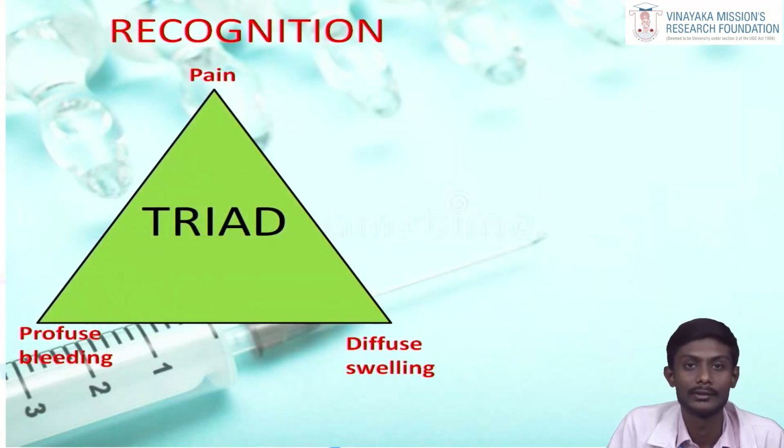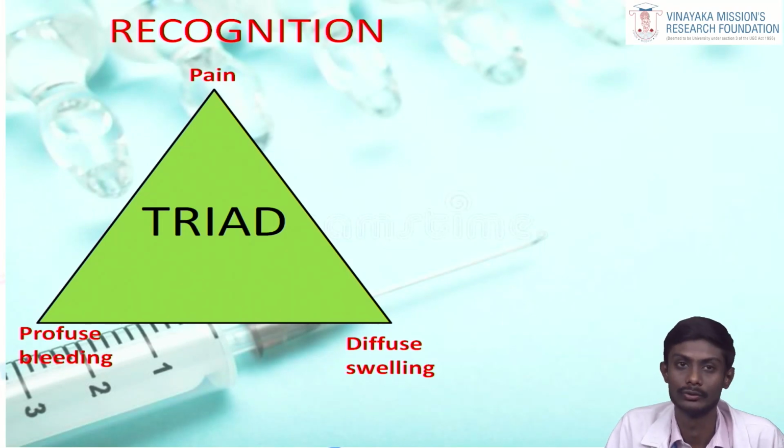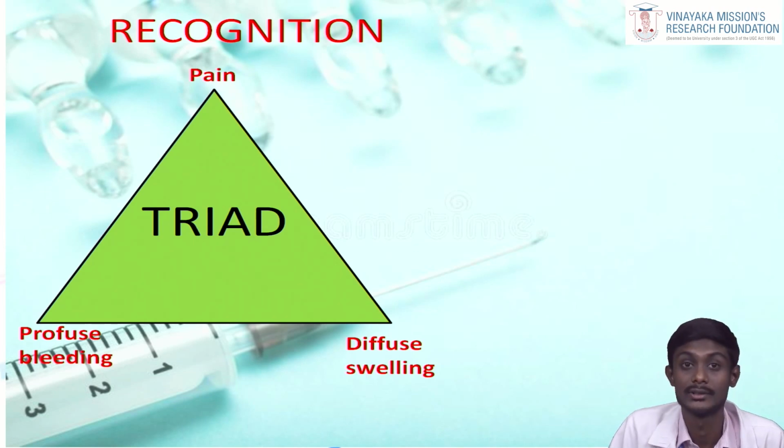How will we recognize that a sodium hypochlorite incident or extrusion has happened in our clinical situations? The first major symptom explained by the patient is severe pain at the periapical region while irrigating with the hypochlorite. The triad of symptoms, pain, diffuse swelling at the extruded region and profuse bleeding from the root canal spaces, are the main symptoms which can be used to recognize sodium hypochlorite extrusion in the root canal space.